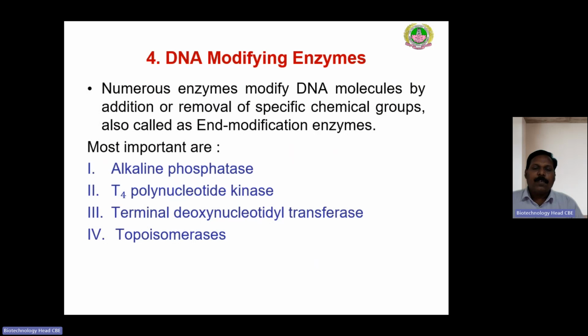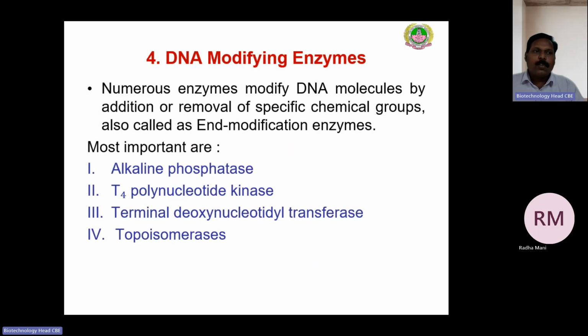Some of the major DNA modifying enzymes include the alkaline phosphatase, T4 polynucleotide kinase, terminal deoxynucleotidyl transferase, as well as topoisomerase. Among these, the first three, alkaline phosphatase, T4 polynucleotide kinase, and terminal deoxynucleotidyl transferase, are widely used in DNA modification under in vitro conditions. The fourth one, topoisomerase, is used to relax the supercoils that normally happen during the course of DNA replication or any change that occurs to the double-stranded DNA. So that relaxes the tension created due to supercoiling. They are topoisomerases.